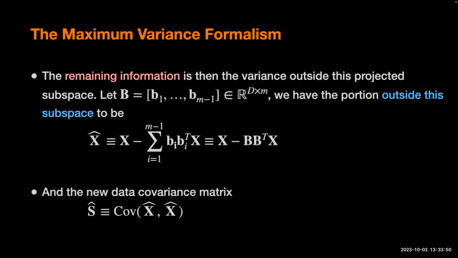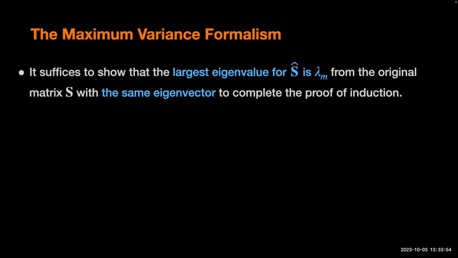In order for the induction step to be true, what we want to say is that the direction that I should keep is indeed the same eigenvector of the original S, but it's the mth of them, right? I want to make sure that if this is true, then the induction is completed.